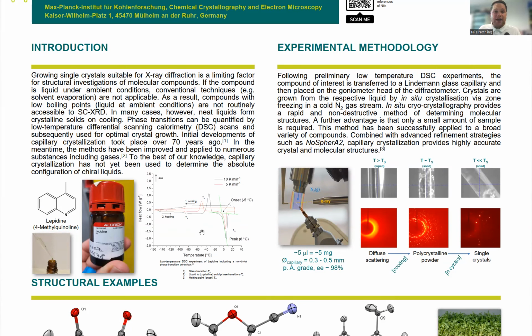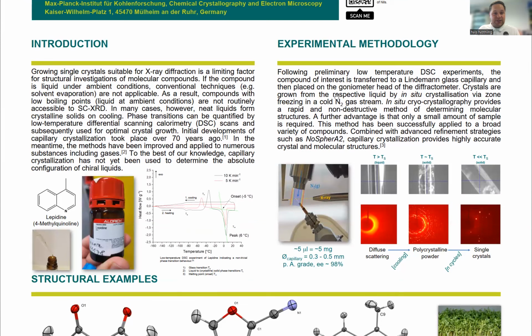Phase transitions can be quantified by low-temperature differential scanning calorimetry, and the information gained can subsequently be used for optimal crystal growth conditions. Once the phase transitions are known from low-temperature DSC, one can start with the preparation of the crystal growth. The pure compound is transferred into a very thin glass capillary and then placed on the goniometer head of the diffractometer. At first, you will only see diffuse scattering related to the amorphous glass capillary.